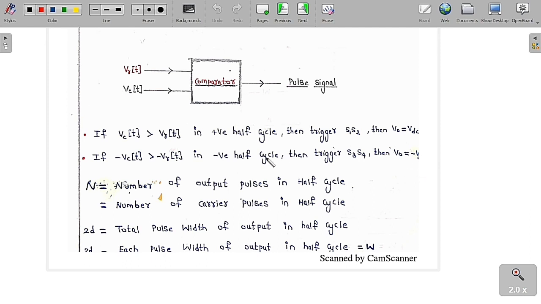So you can see clearly here, if minus Vc is greater than minus Vr in the negative half cycle, then trigger S3, S4. So therefore output voltage is equal to minus VDC. So this is the way that we are going to trigger the thyristors. In such a way we can get the output as plus VDC or the output as minus VDC.